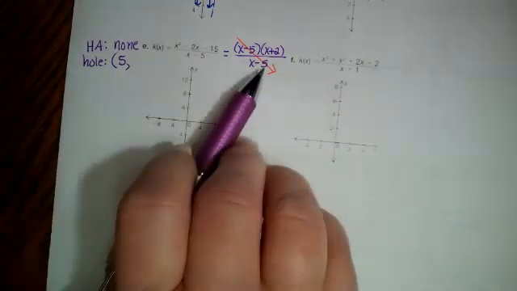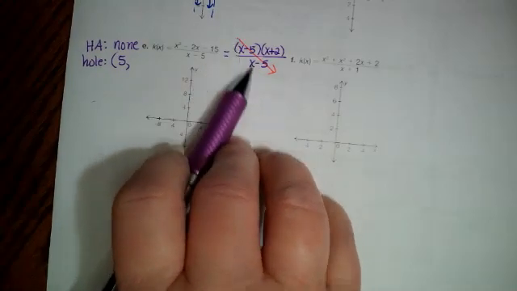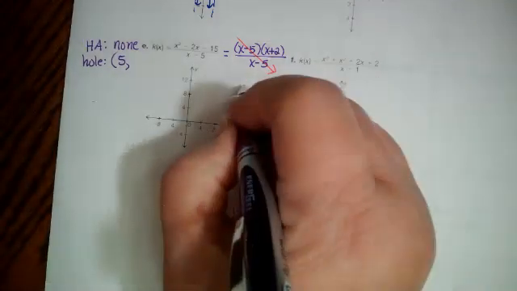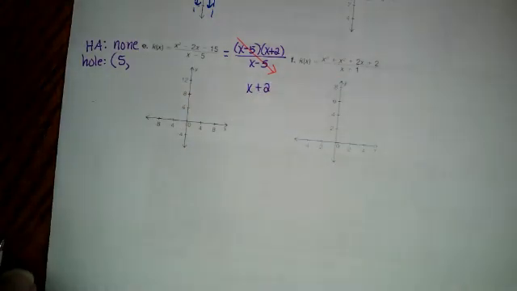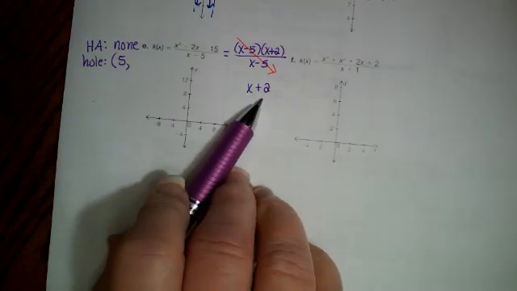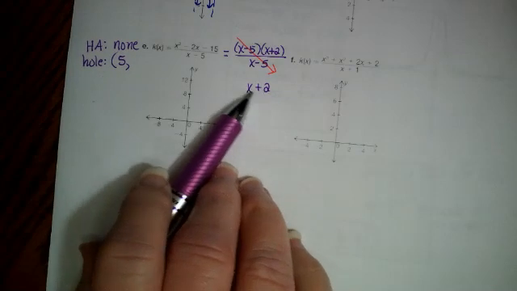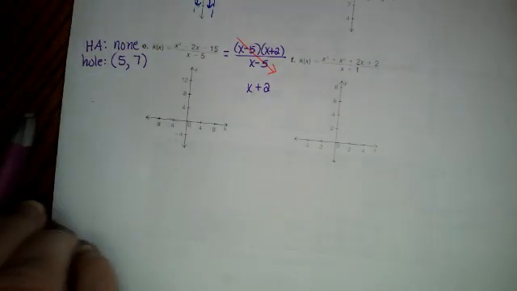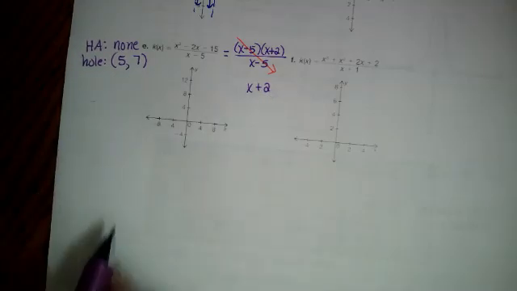and I have a hole with an x coordinate of 5. You take the 0 of whatever factor canceled out. What makes x minus 5 equal 0? Positive 5. Now all that's left is x plus 2 on the numerator. That is a linear function. So to find the coordinate of my hole, I plug my x value in. 5 plus 2 is 7.